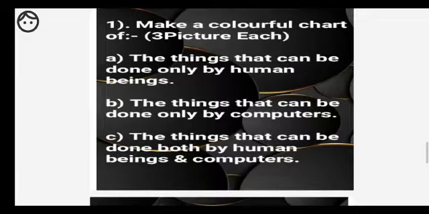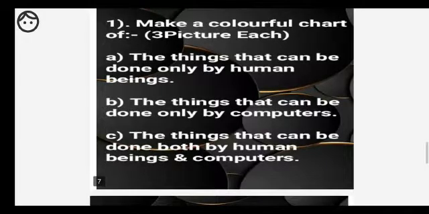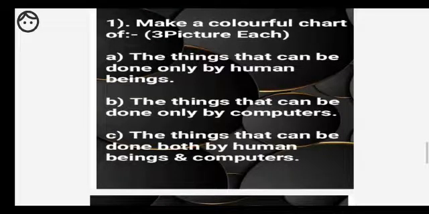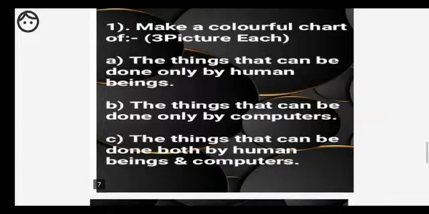Okay, the things that can be done only by computers. Again you have to take one A4 size blank sheet in which you have to draw 3 pictures of things which only computers can do. Okay, and third is the things that can be done both by human beings and computers, and 3 pictures again you have to draw and paste in an A4 size blank sheet, of things which can be done by humans as well as computers. This is your assignment number 1.